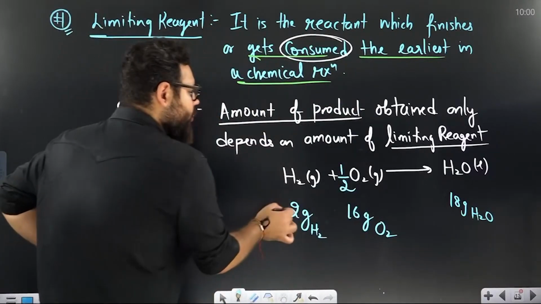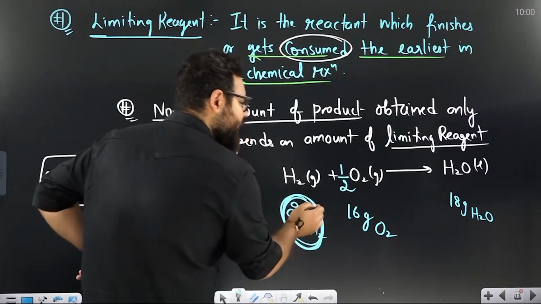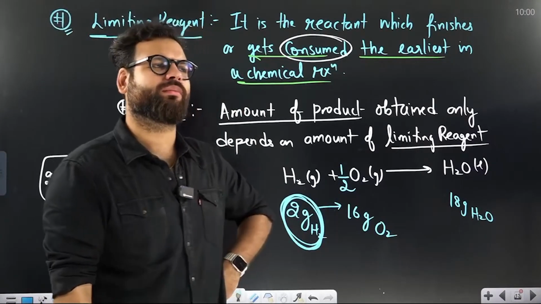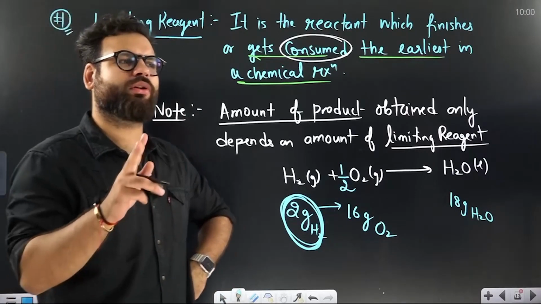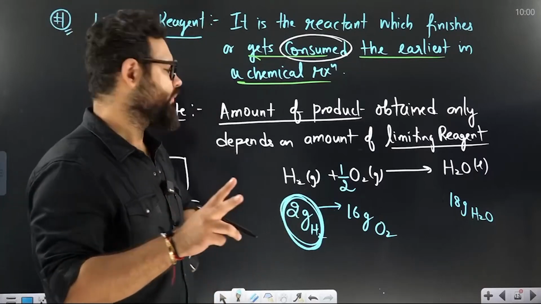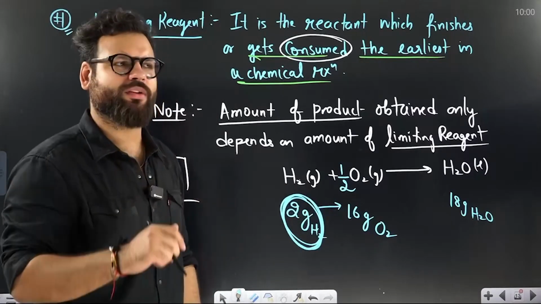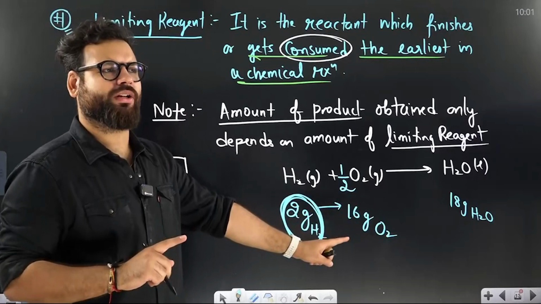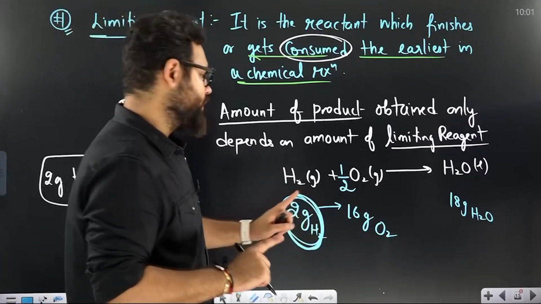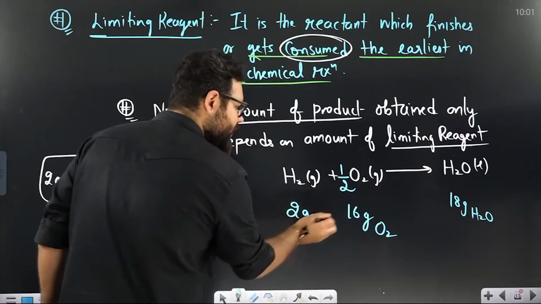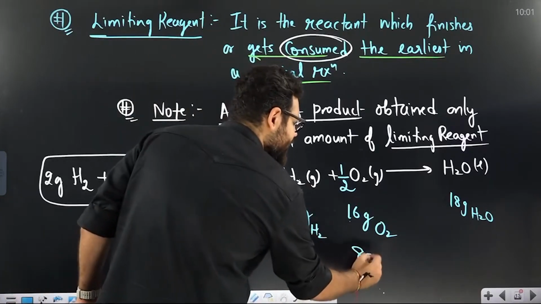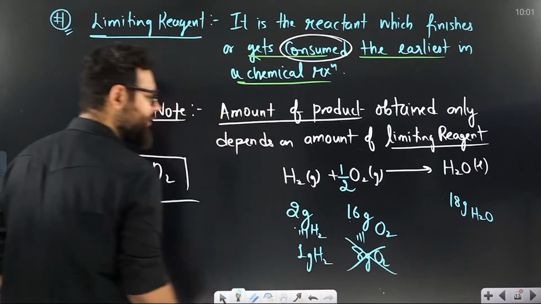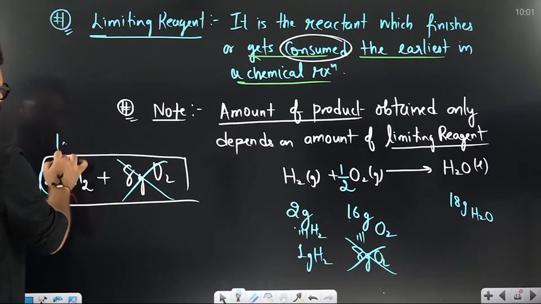Now you think, for 2 gram hydrogen to get consumed, you require 16 gram oxygen. Do we have 16 gram oxygen? No, sir. So oxygen is the limiting reagent, not hydrogen. 2 gram hydrogen requires 16 gram oxygen, so when I take 8 gram oxygen, it will require 1 gram hydrogen. Complete 8 gram oxygen will get consumed, but only 1 gram of hydrogen will get consumed.